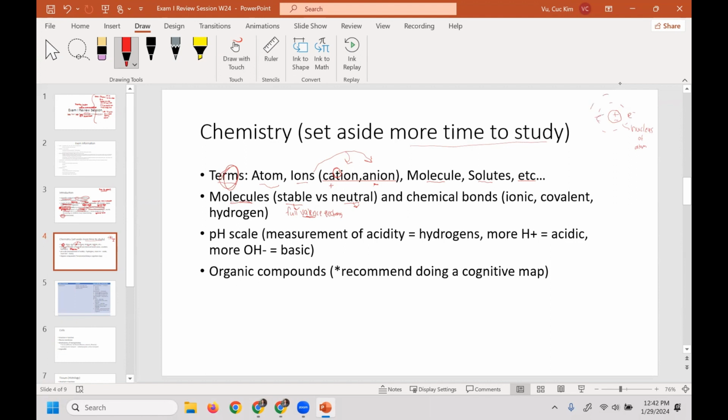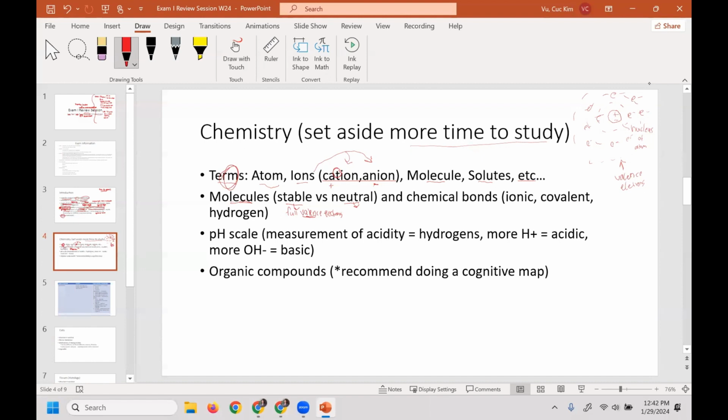The second shell can hold up to 8. And then the third shell can hold up to 8 as well. So whatever shell is its outermost shell, we call those valence electrons. The outermost shell contains the valence electrons.